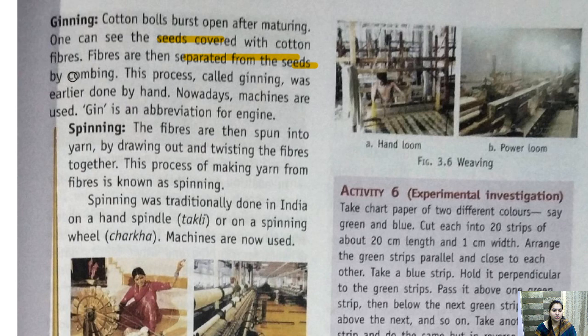So what is the main property of cotton? It absorbs sweat. So the cloth that lets air in is said to be breathable, like it breathes. So we can wear the cotton clothes in summer. Okay. So this was about the cotton.